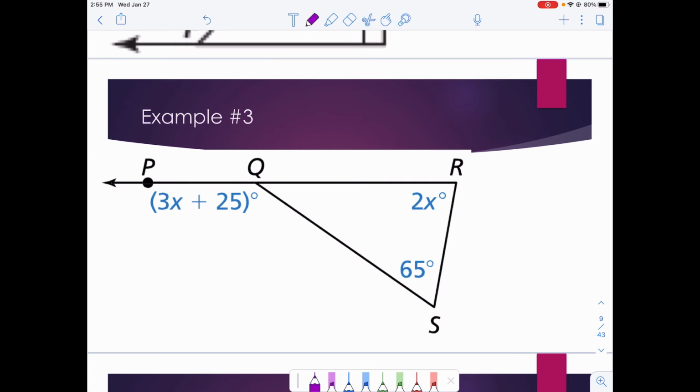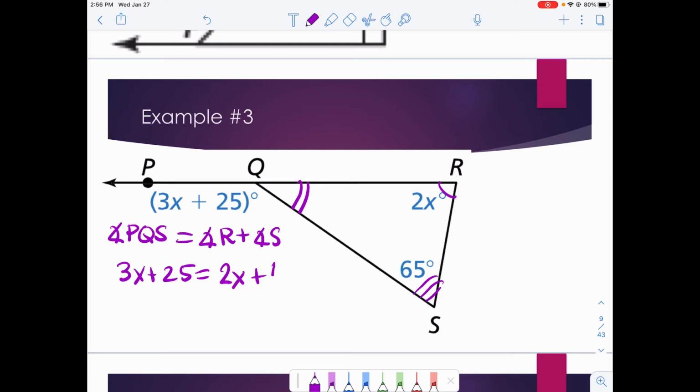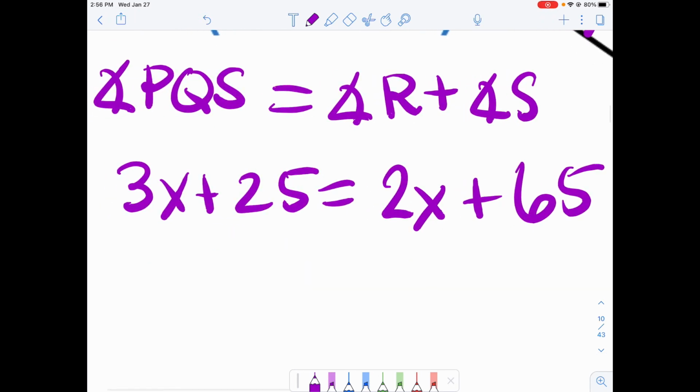So remember, which is the exterior angle in this case? The exterior angle is angle PQS. If you don't remember, we're talking about this angle right here. So angle PQS has to equal the two non-adjacent angles, which in this case are angle R plus angle S. Remember, this is the adjacent angle, and these are the two non-adjacent ones, right? And so, based off this, I can go ahead and write that 3x plus 25 is equal to 2x plus 65. If you don't remember what to do, me personally, I like to have my variables positive, so that's the first thing I move.